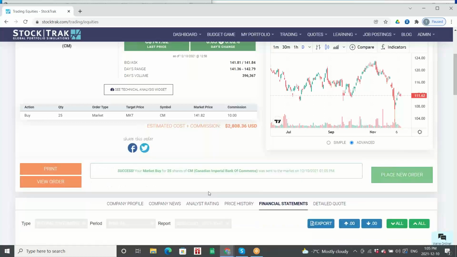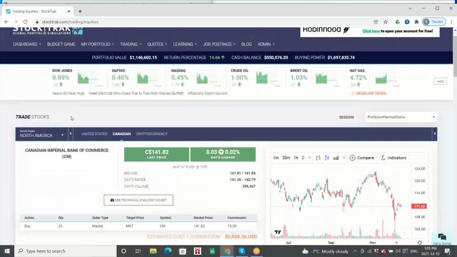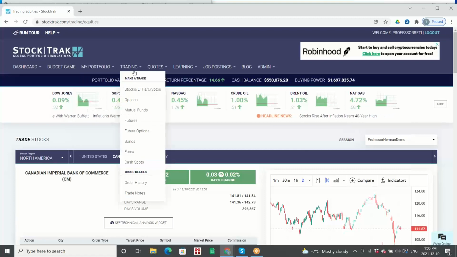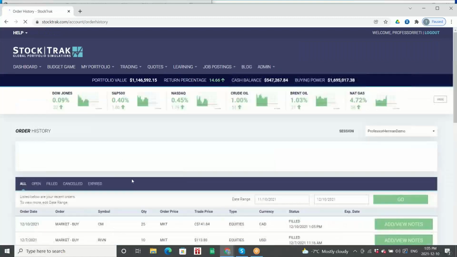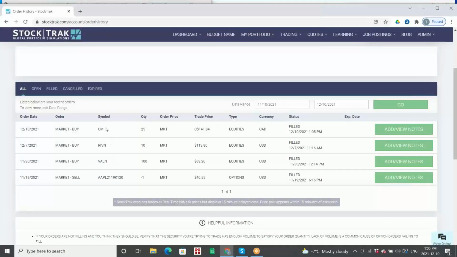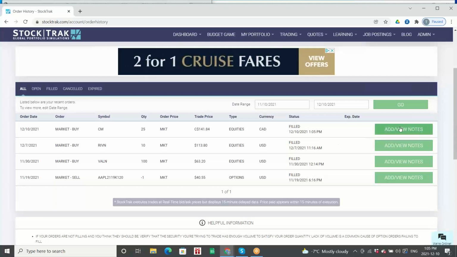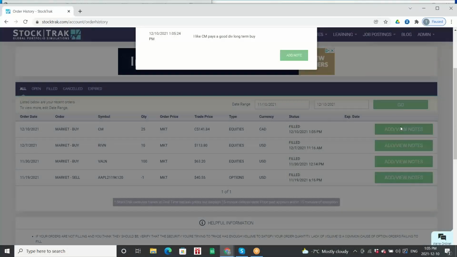And bingo, just like in the real world, we get a market order placed, we get a confirmation, and then we could look at it here in my portfolio, in my open positions. I can also look at it in my order history. So just so you could see that the order was filled, let's take a look. There we go, CM market buy, it was filled. And if I wanted to look at the trade note, we can come here and there it is. It says, I like CM, pays a good dividend, and it's a long-term buy.